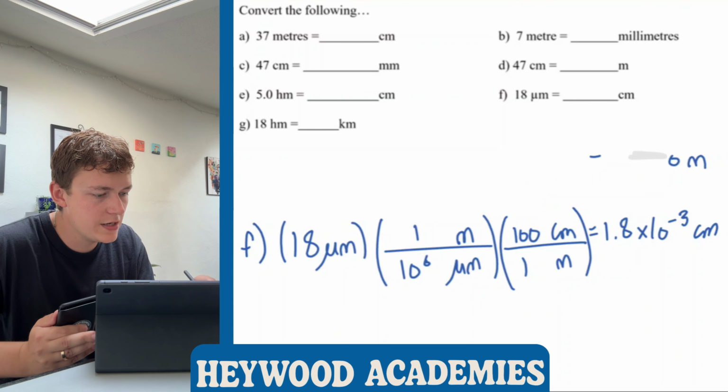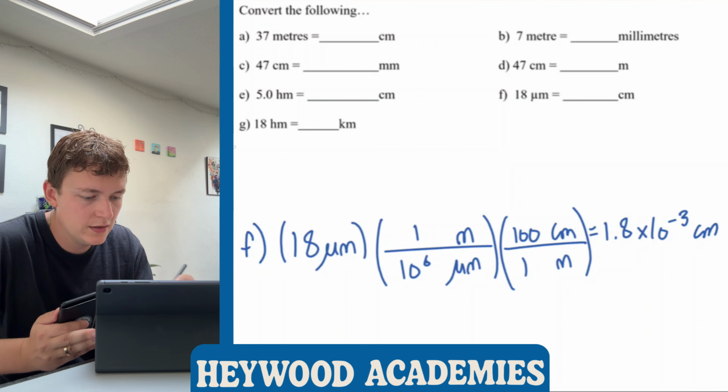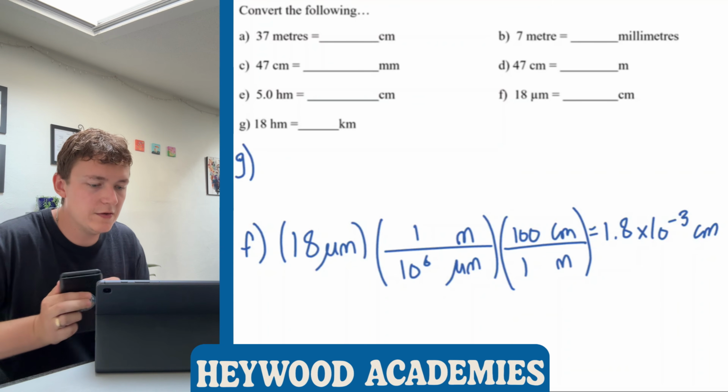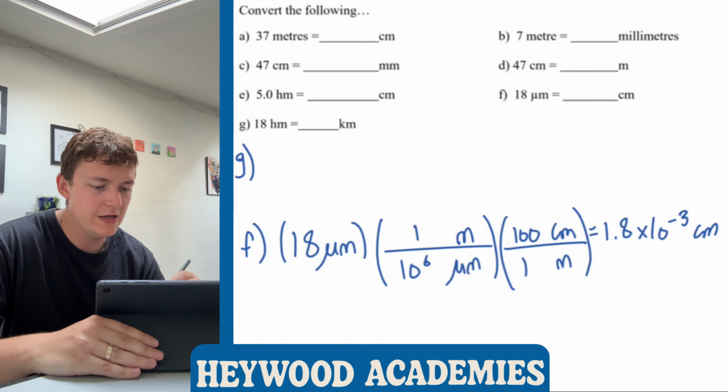Okay, we just got one more here, hectometer to kilometer. So let's write this out again. Let's go to meters first, and then from meters we'll go to kilometers.